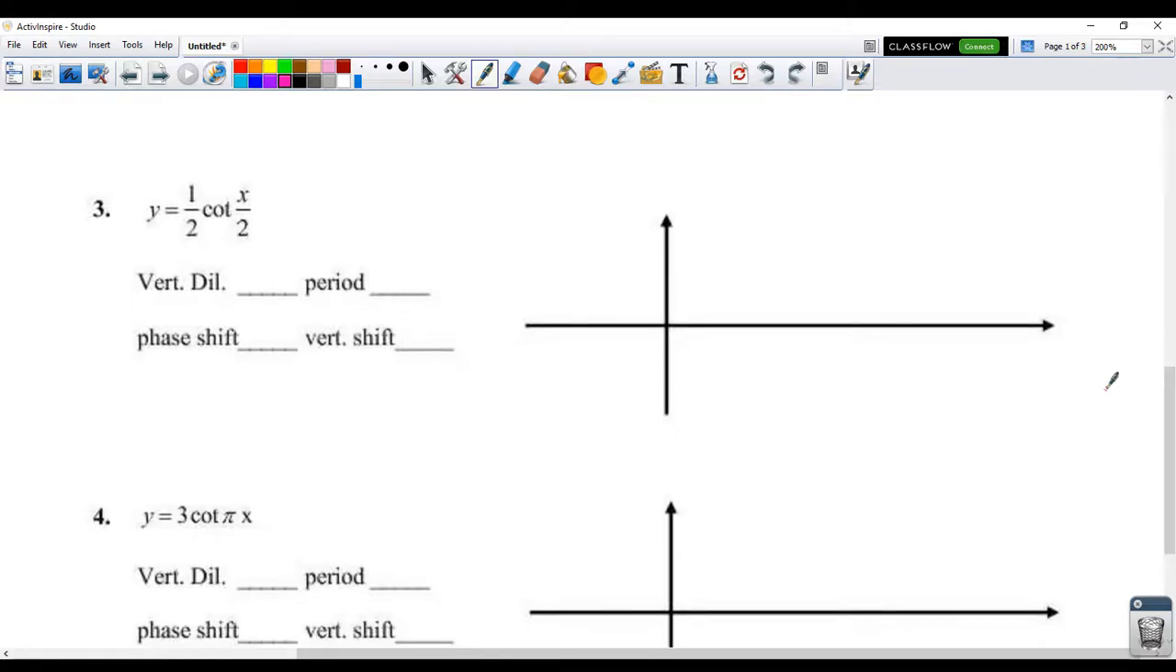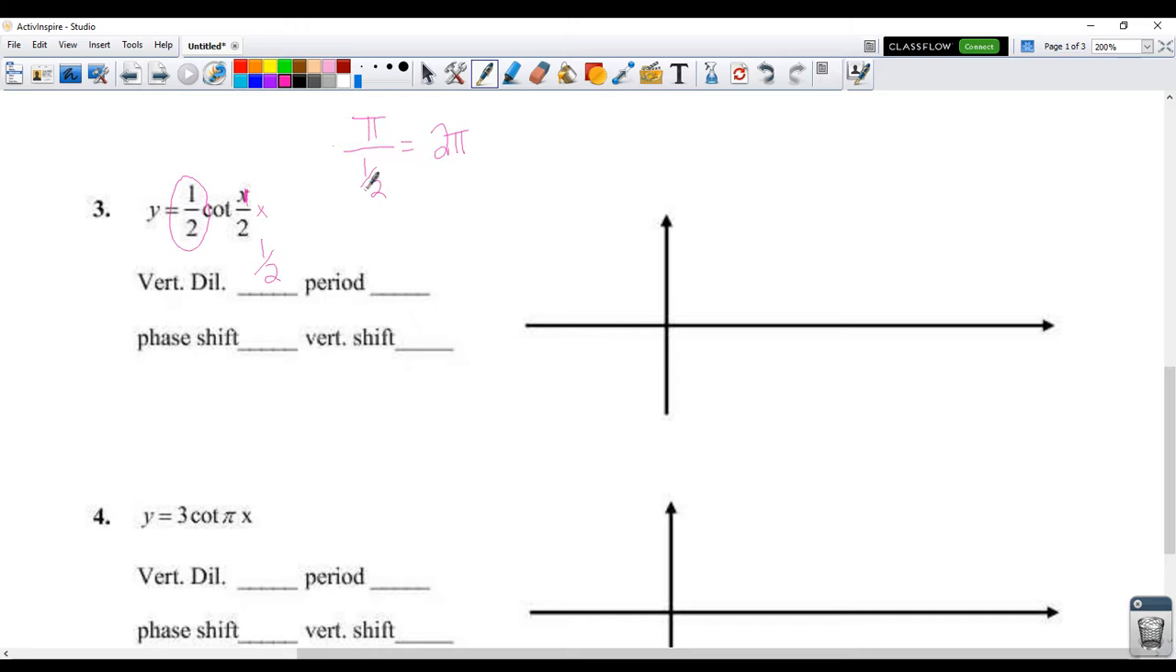Okay, here's another problem from your homework. 1/2 cotangent of x over 2. So this one has a vertical dilation of 1/2 because that's the number in front of cotan. And the period, so period is pi over 1/2, because x over 2, if we take the x out here, it's 1/2 of x. So pi divided by 1/2 is 2 pi.